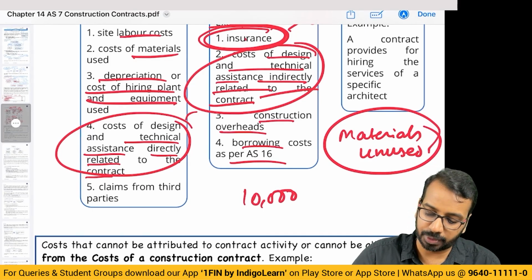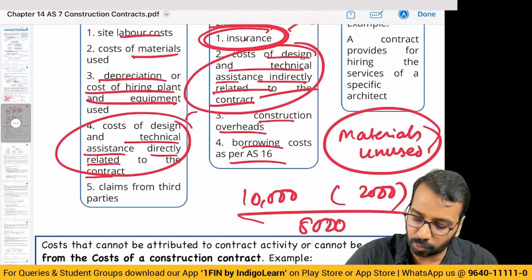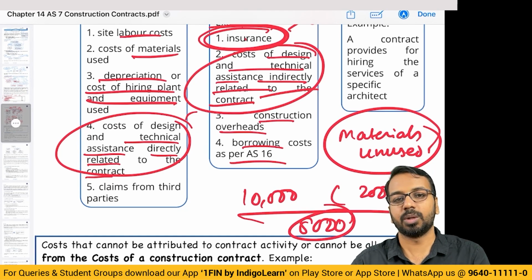Sent 10,000 worth of materials, 2,000 is still in inventory. In this case, cost for the year is only 8,000.